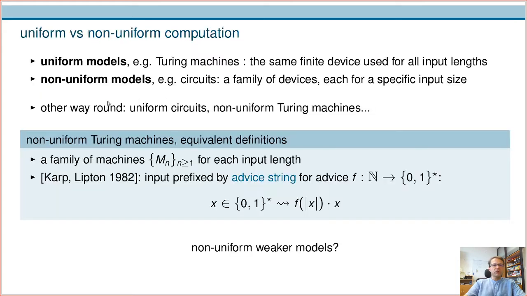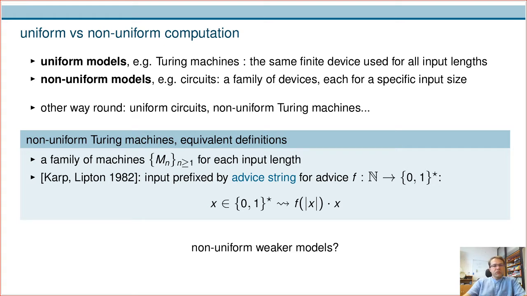So in a very broad context, uniformity is the property of a computational model that the same finite device is used to process all inputs of all lengths, that means infinitely many inputs. Some models, like Turing machines, are inherently uniform. Other models, like circuits, are inherently non-uniform. And uniformity, of course, plays an important role in what can be computed by these devices. So it's a concept that has been widely studied.